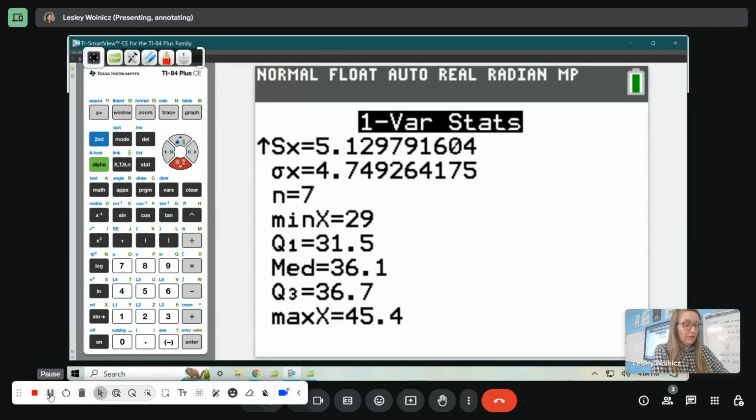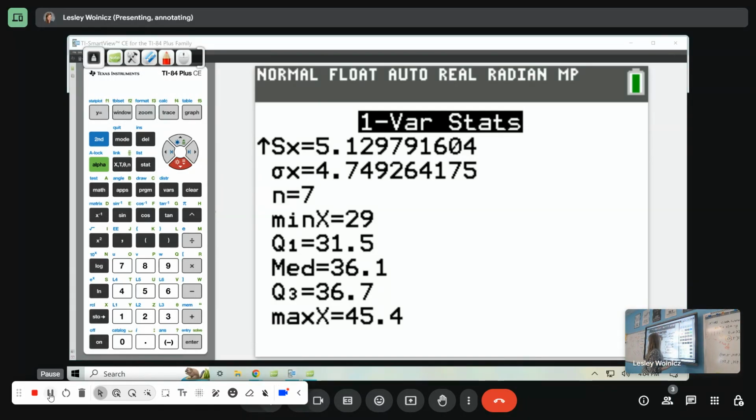Standard deviation, I want the one for sample, that's S sub x. So that would be 5 point, let's talk about this. All right, I want it rounded to the thousandths place. So do I stay at 129 or do I go to 130? I go to 130 because the 7 tells me it's closer to 0.130 than 0.129. So it's 5.130. Okay, let me get this information copied into my table.